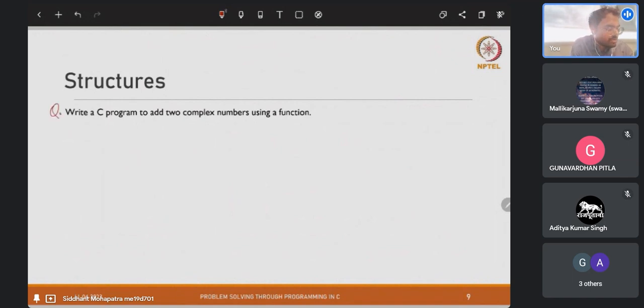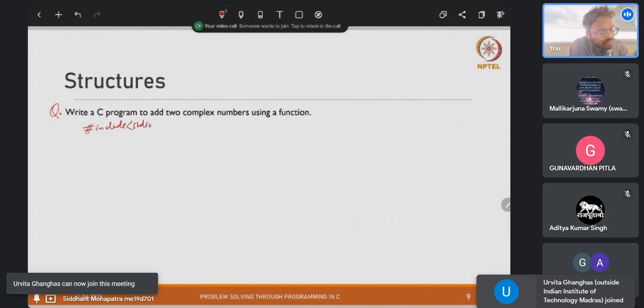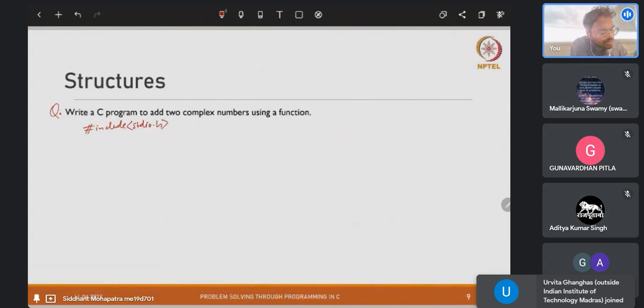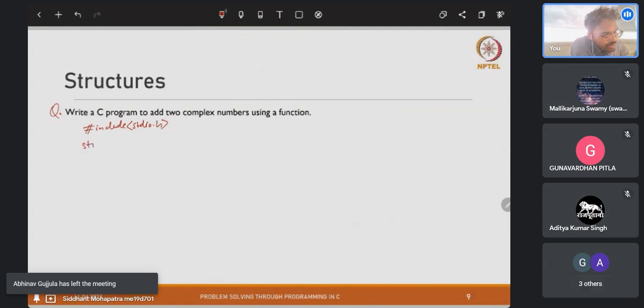Write a C program to add two complex numbers using a function and structure, of course. So first, apart from the include, which is fine, I have to define the structure, right? So let us first define the structure. We write struct, which is the keyword for defining a structure. So struct, say its structure is called complex, and I open a bracket there.